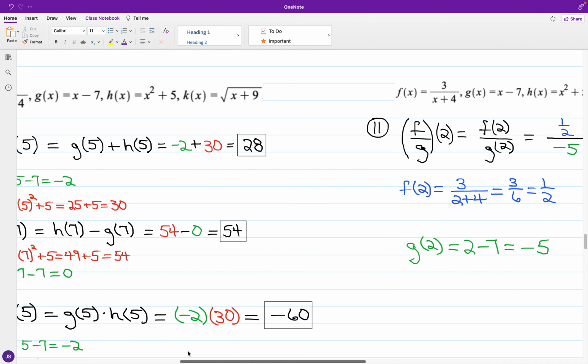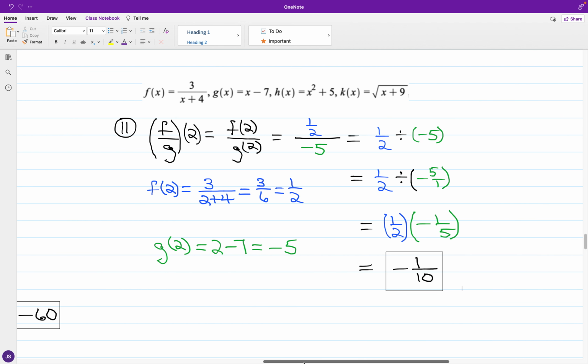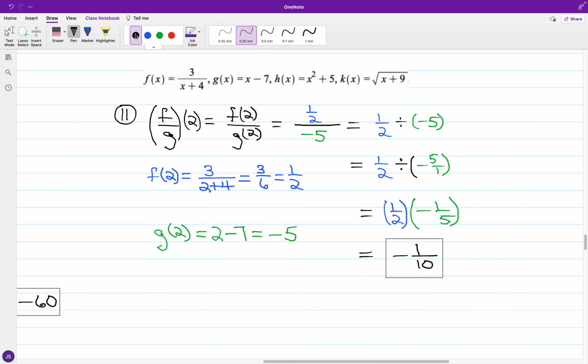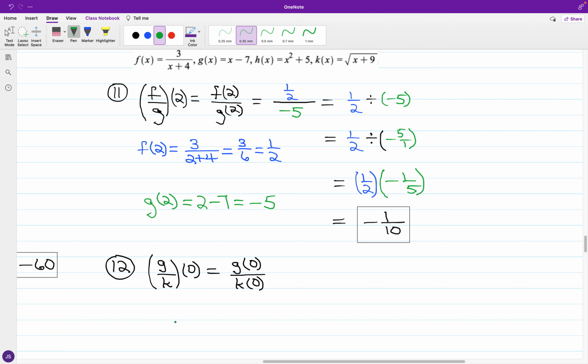Now, in the case of number 12, we now have g over k of 0. So we have g of 0 all over k of 0, and again, just putting in the values. For g of 0, referencing g of x with x at 0, g of 0 is equal to 0 minus 7, which would be negative 7.